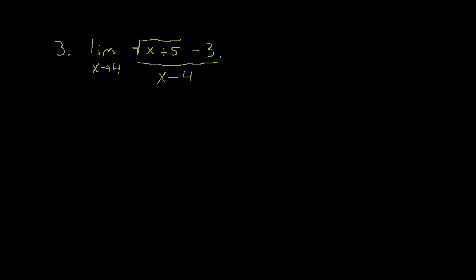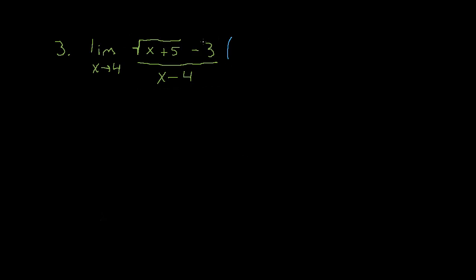So we're going to use the rationalization technique in order to turn this function into something that we can use direct substitution on. And what the rationalization technique is, we're going to multiply by the conjugate of the numerator.